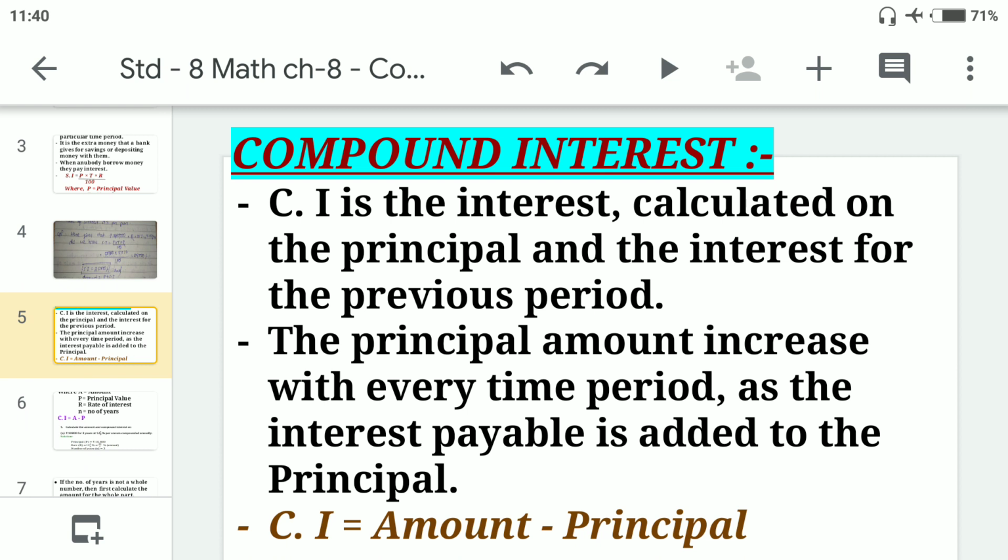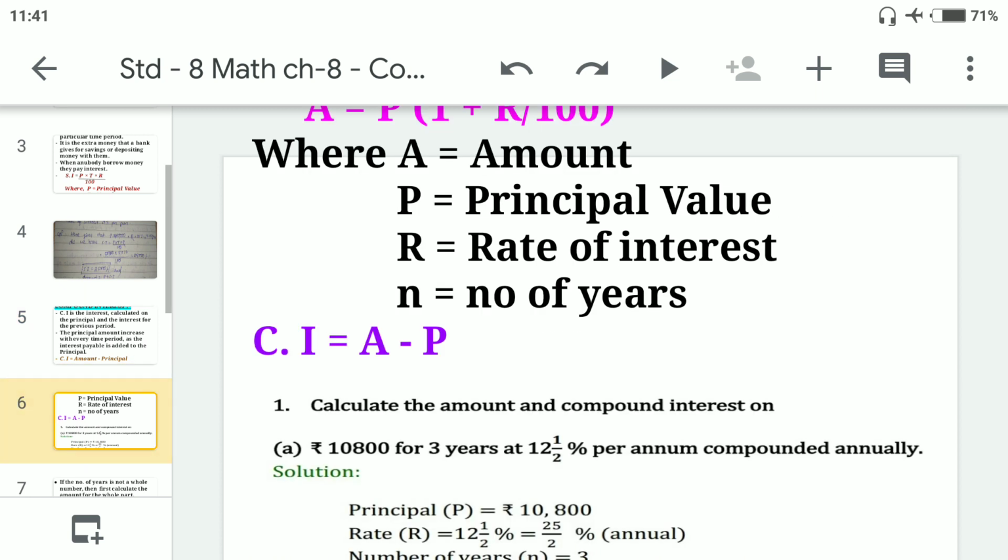So the principal amount increases with every time period as the interest payable is added to the principal. Simple thing. If it is being added, it means year after year the principal value changes. But in simple interest, the principal value remains fixed. But here it is changing as the extra amount is added per year. Alright. And the formula is compound interest equals amount minus principal value. In the previous case, we added principal value and simple interest to calculate the amount. Now here by putting one formula, you will get the amount directly. So from that amount, if you subtract the principal value, you will get the compound interest. Alright. See here.